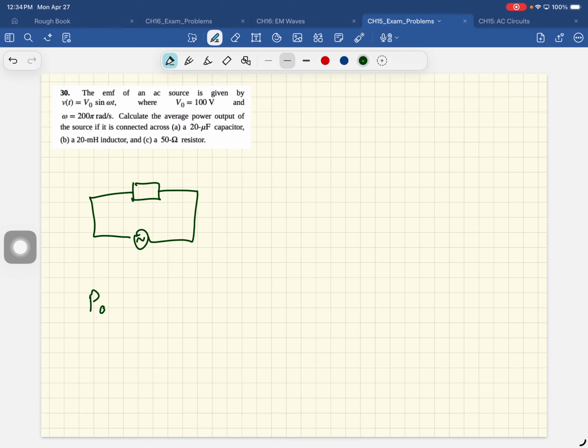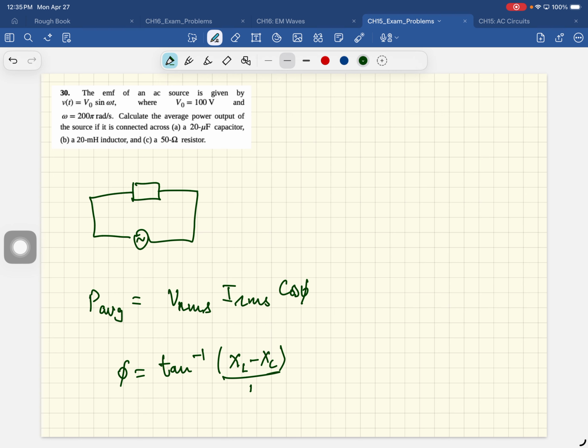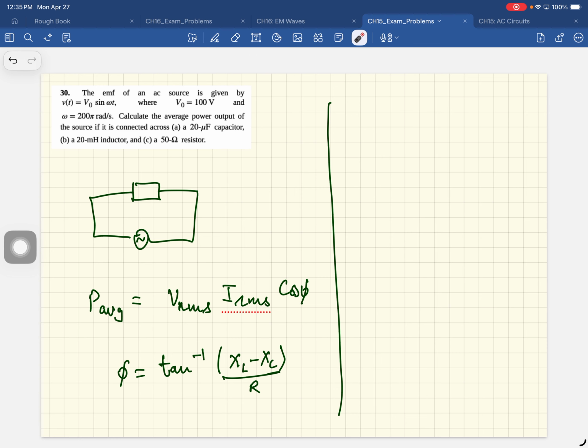All right. The average power output, you guys can see, is VRMS times IRMS times the power factor, cosine phi. Okay? And phi is given by tan inverse of XL minus XC divided by the resistor. Yeah, so if there is a resistor. But, all right, so here's the power factor.